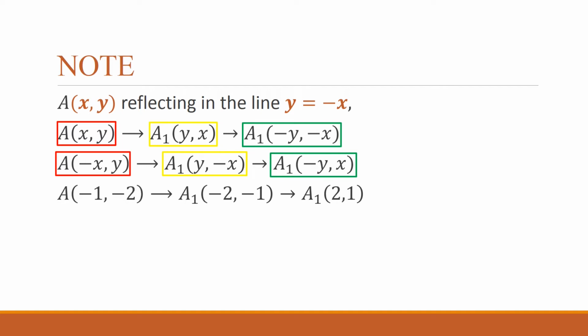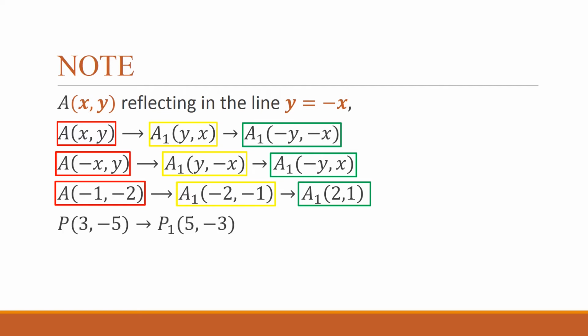Now the next point is point A, which is -1, -2. In this case, what do we do? We reverse the point, and that becomes -2, -1. Then we negate both sides, and remember they were already negative, so when we negate them again, they become positive values.